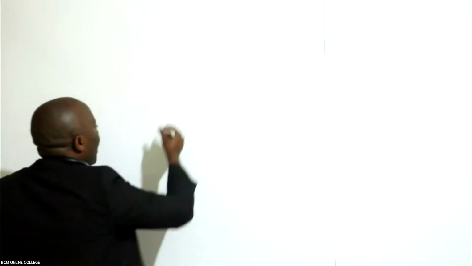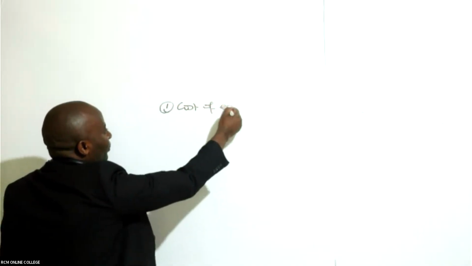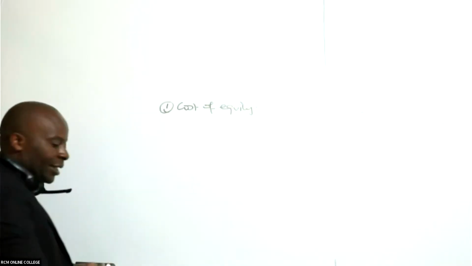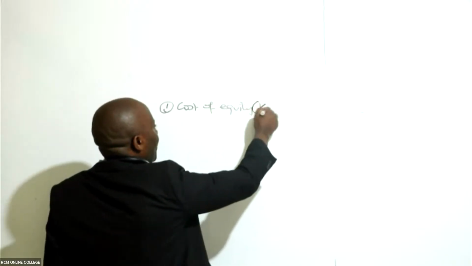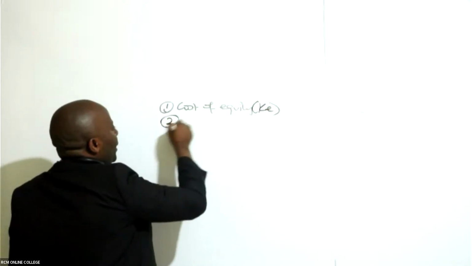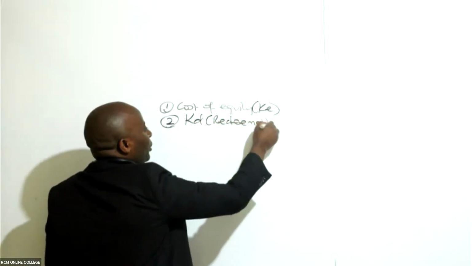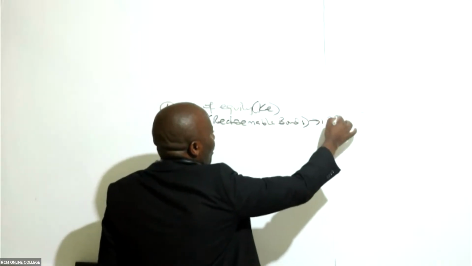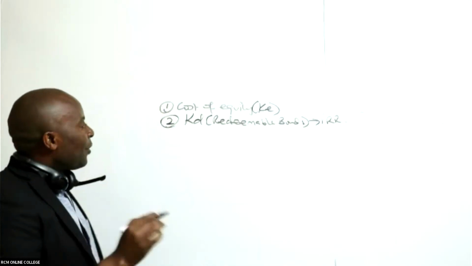In this session, I'll show you how to get, number one, cost of equity, KE. How do we get cost of equity? This is critical. Then, how do we get KD in situations where we have redeemable bonds? We shall be using what we call the IRR approach.